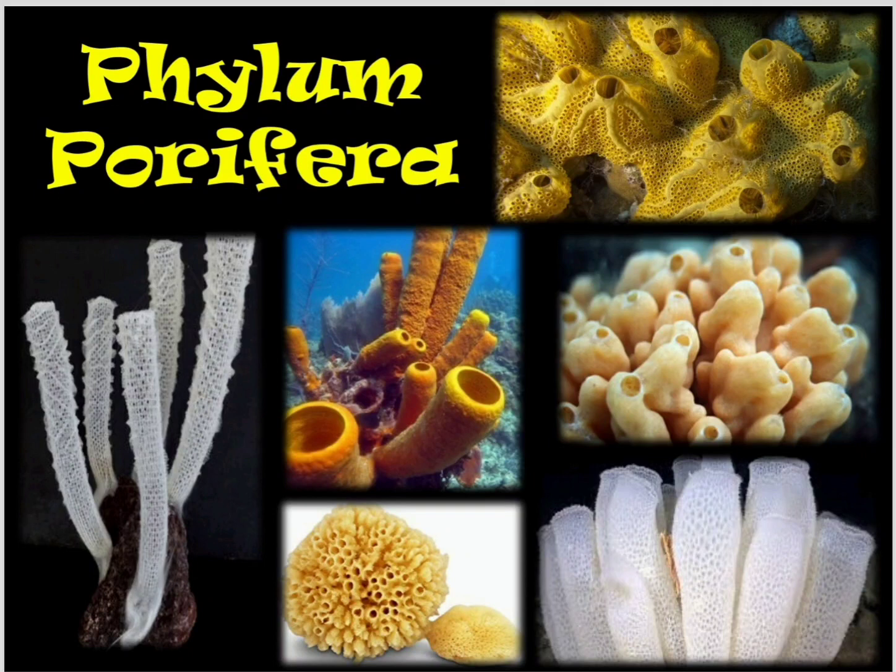These animals have special types of cells which are called collar cells. If you have a look at any of these pictures, at the circular opening, you will see that there is a collar like structure which is present, a hard structure which is present. So these animals have special types of cells which are called collar cells.